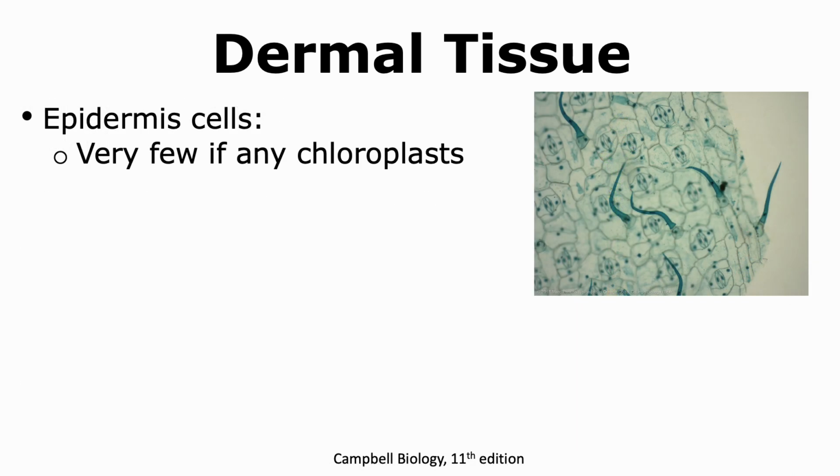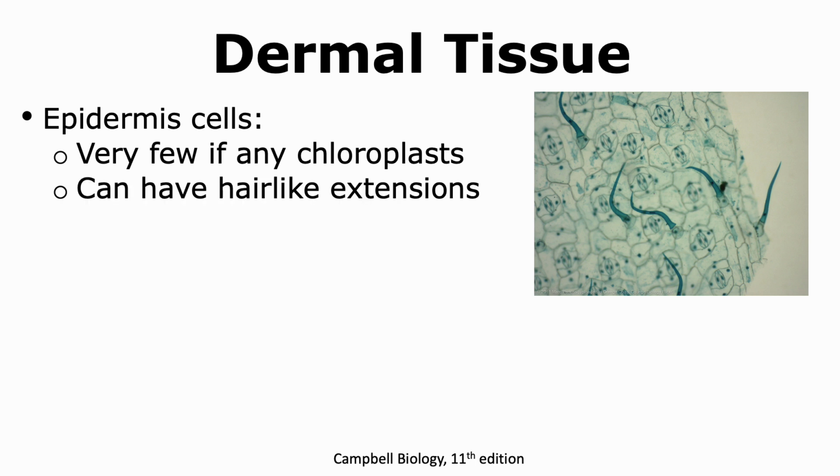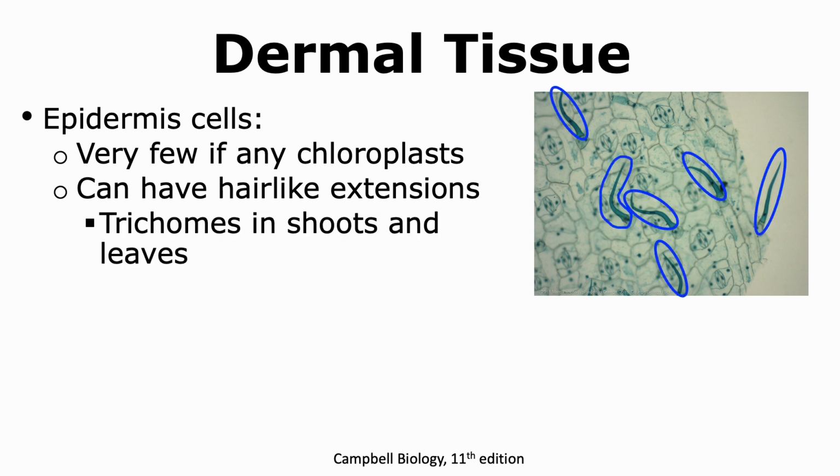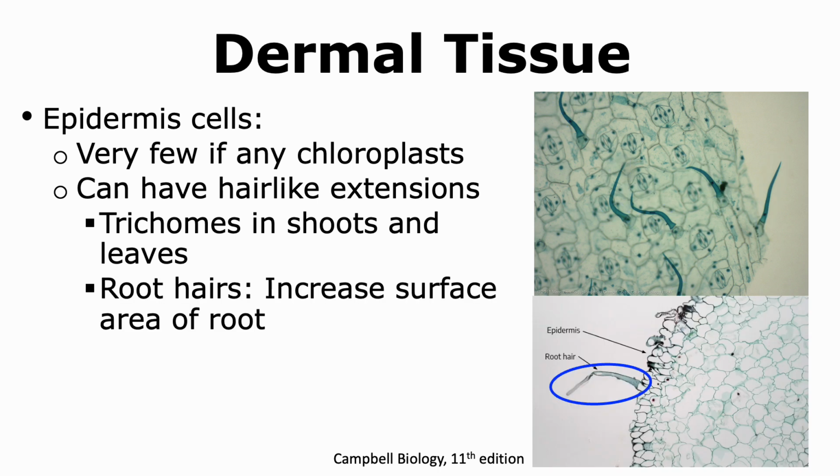The cells that form the epidermis have very few, if any, chloroplasts present, and hence do not play significant roles in photosynthesis. They do have hair-like extensions, and this can be in the form of trichomes that are found in shoots and leaves of plants, or root hairs that are found in roots. These root hairs increase the surface area of the root and hence help in better absorption of water and minerals.